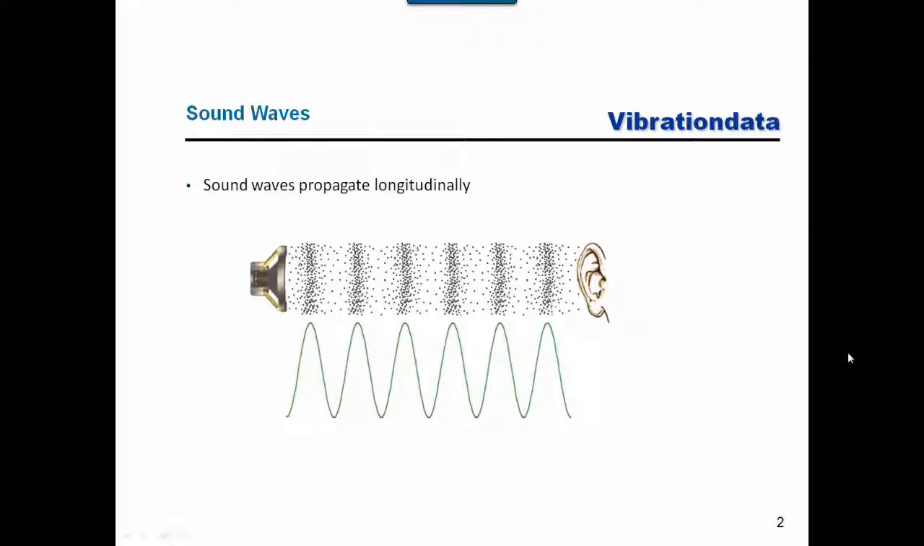Sound waves propagate longitudinally. On the left you can see a speaker, and it's driving some air molecules towards the human ear. Where those little particles are joined together, those become the peak pressure zones, and in between those peak pressure zones there's a spreading apart of those molecules. Sound waves can propagate through air or through water or even through the earth.